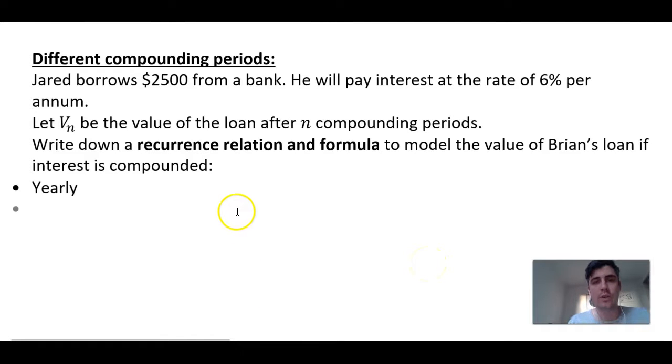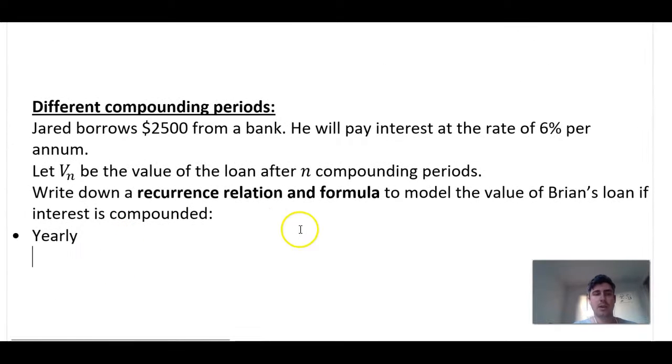Okay, in all the examples we've looked at so far for compound interest and for reducing balance loans, we've looked at compounding periods which are annual. In this example, we're going to look at when the compounding period, so the period at which they calculate the interest on the loan, is not every year, but instead it's monthly, or it's quarterly, or it could be even weekly. We're going to do three different periods here.